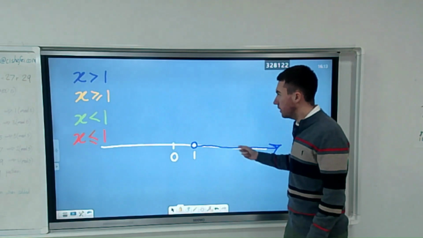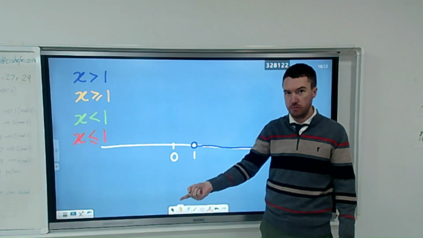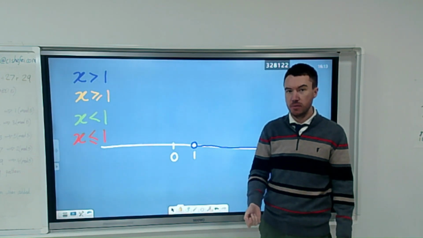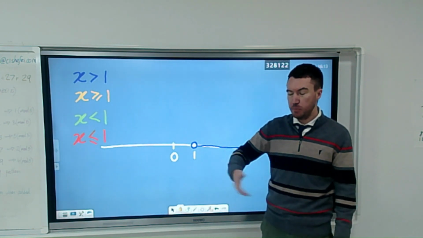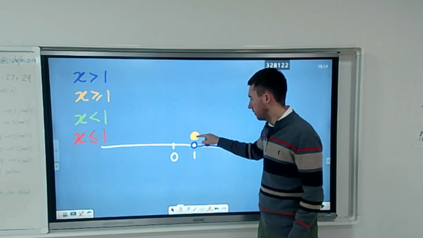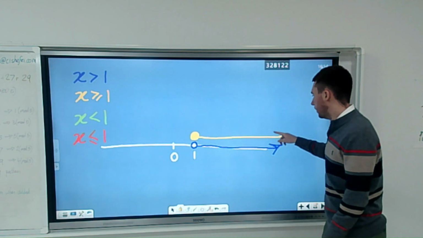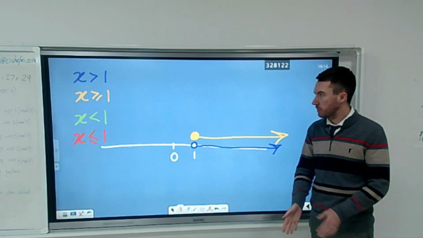Okay, for our yellow inequality, x is bigger than or equal to 1. So x can be 1, and 1.1, and 1.2, and a million. We mark this with a closed circle to indicate that it's including that point, and anything bigger than.